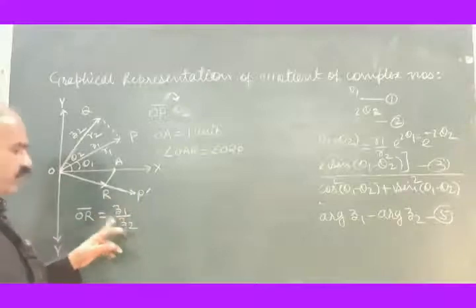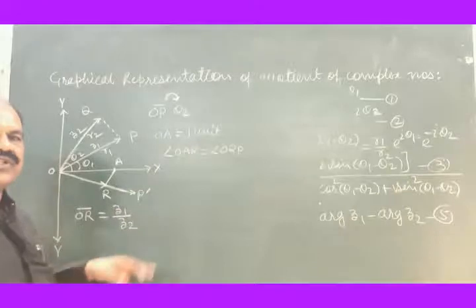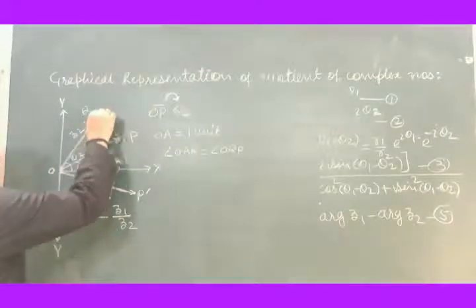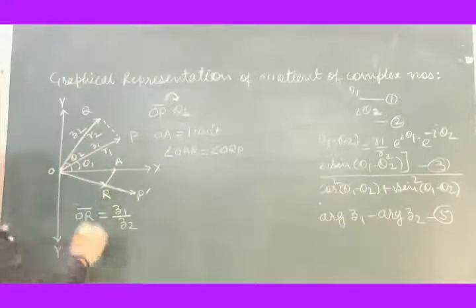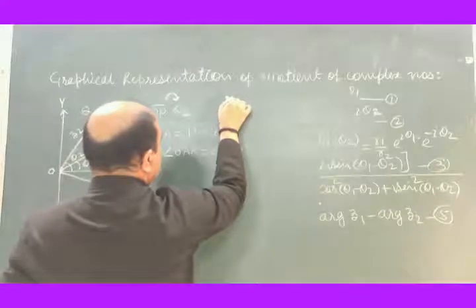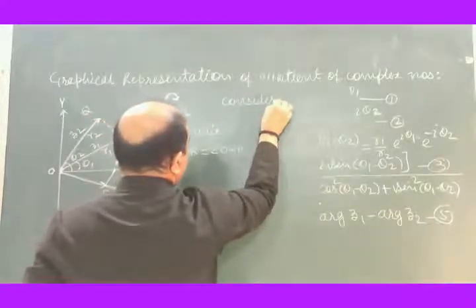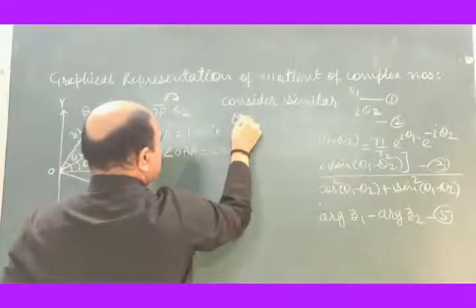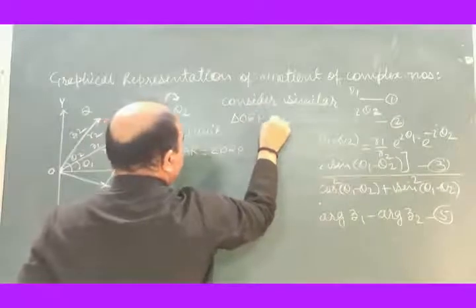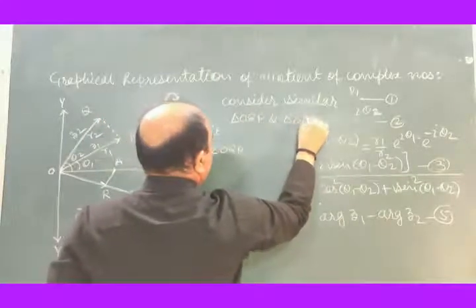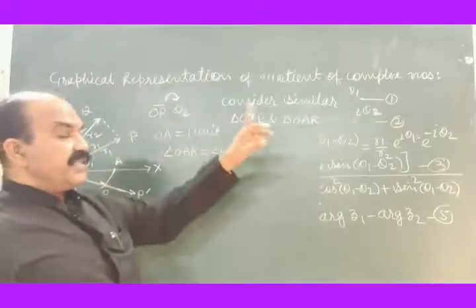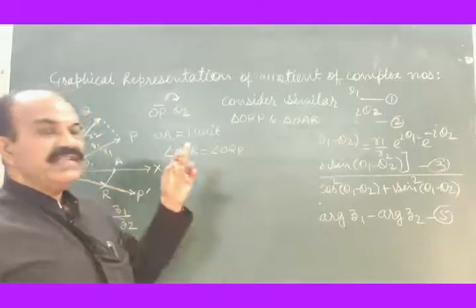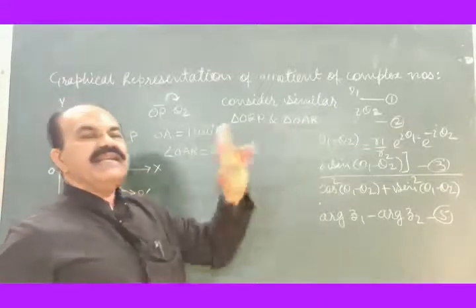To verify whether OR is the quotient of complex numbers Z1 and Z2, let us consider the two similar triangles, triangle OQP and triangle OAR. Consider similar triangles OQP and OAR.